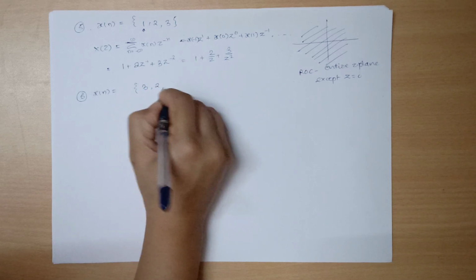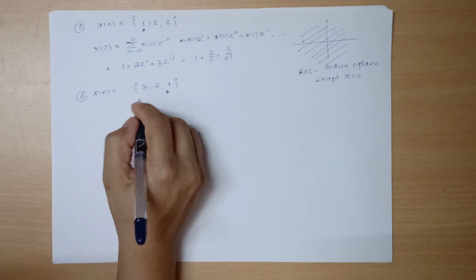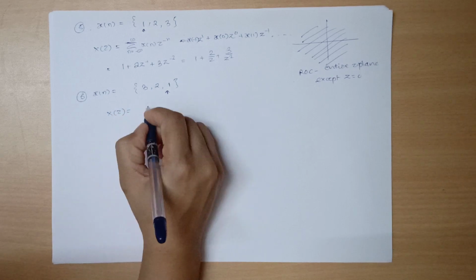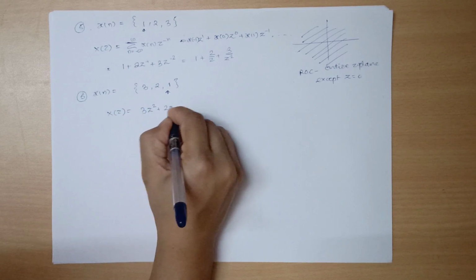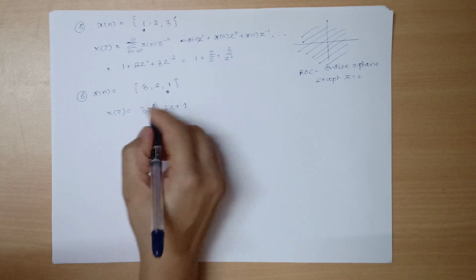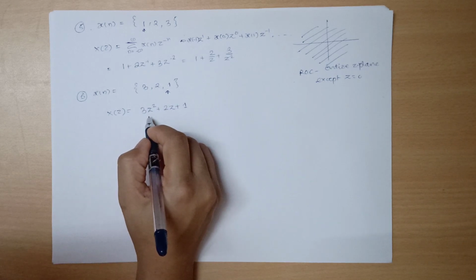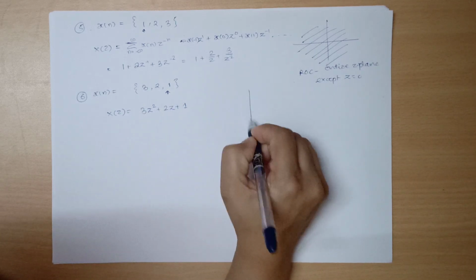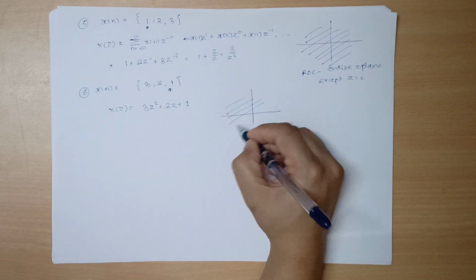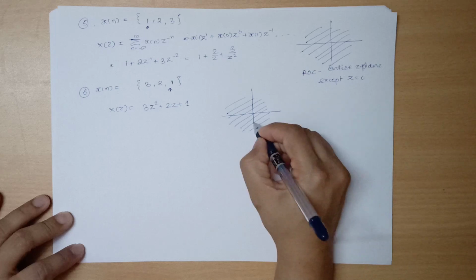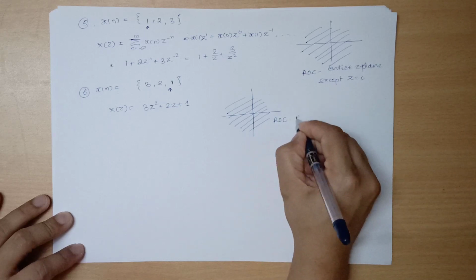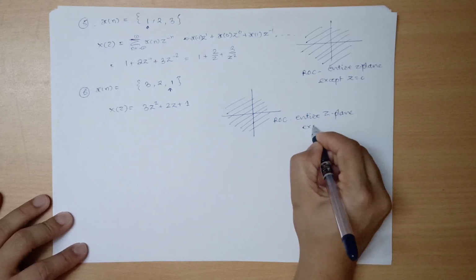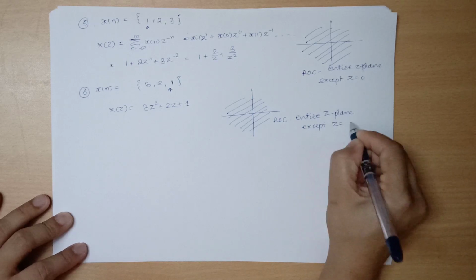We'll take a simple anti-causal signal like this. 0 is here. So this is an anti-causal signal. You can write x of z as 3z square plus 2z plus 1. So we can't put the value of z equal to infinity, because this will cause x of z to be infinity. So for this example, you can draw the ROC. Again, the ROC is the entire z plane except z equal to infinity.